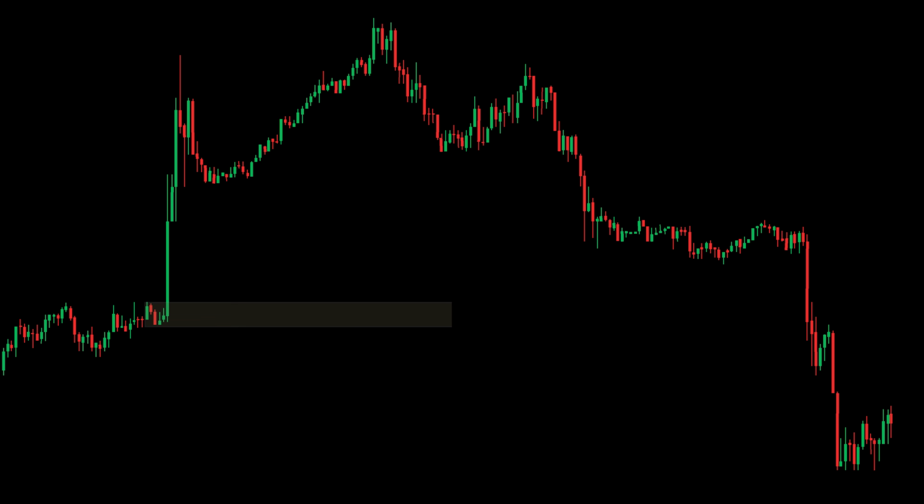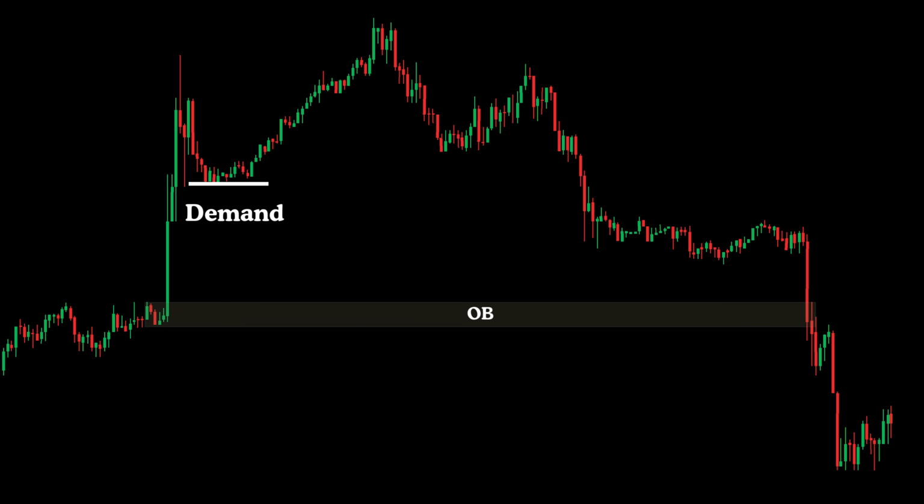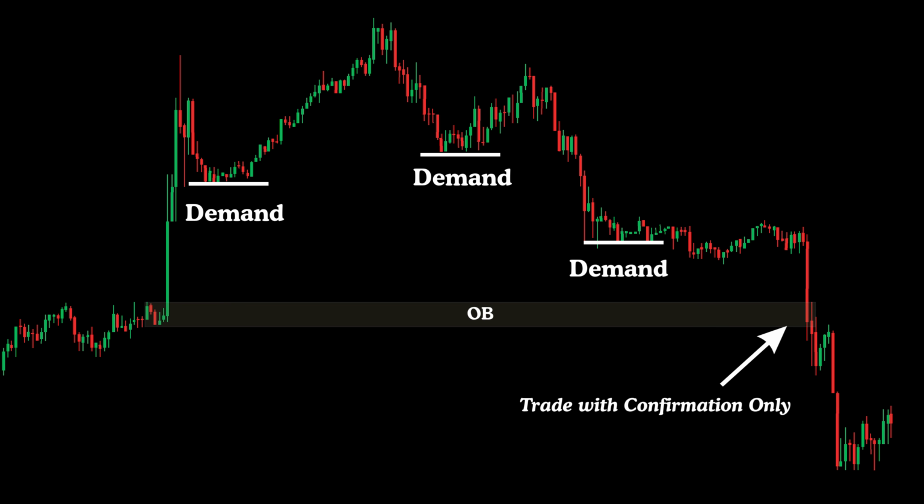There's a valid order block zone, but before price even touches it, the market has formed multiple demand zones and broken through them to the downside. Some traders may view these breaks as liquidity grabs and place buy positions at the order block, but the reality is that supply has already taken control, so entering this trade without any confirmation wouldn't be a reliable move.